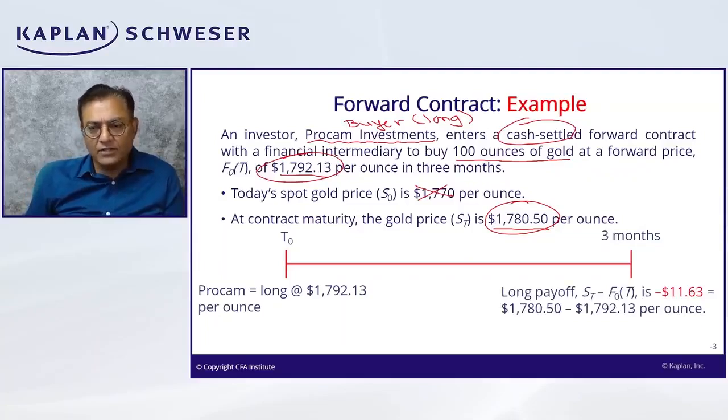The spot price in the future turned out to be lower than the previously agreed forward price, and so you have 11.63 per ounce multiplied by 100 ounces, and so $1,163 is what Procam Investment has to pay. So Procam pays $1,163, which is 11.63 multiplied by 100. And that will be the loss that Procam suffers on account of this forward position that they entered into.